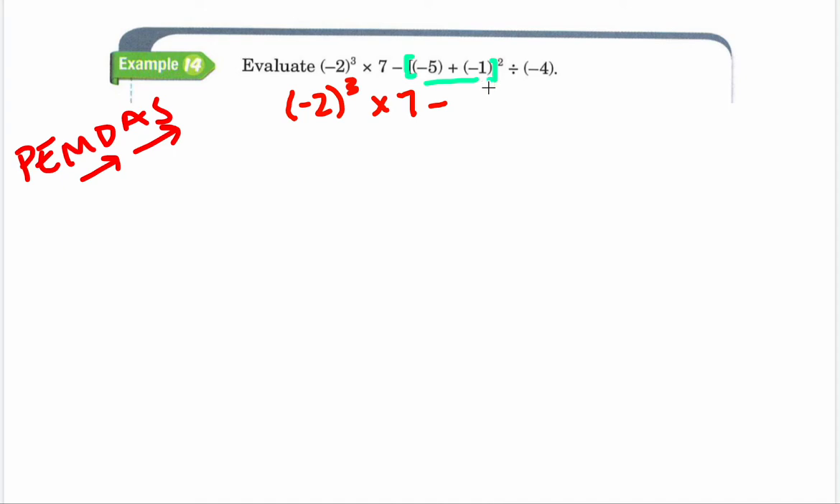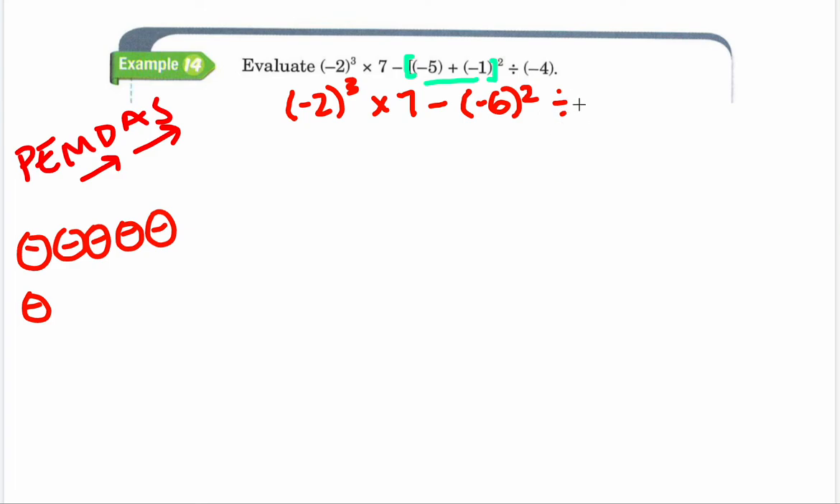So -5 plus -1 means I have 5 negatives, and then I have an extra 1 negative. So in total, I have 6 negatives. So again, we're keeping it in the parentheses, 6 negatives, so -6, and then we have a square outside, divided by -4. Okay, so let's review what just happened.